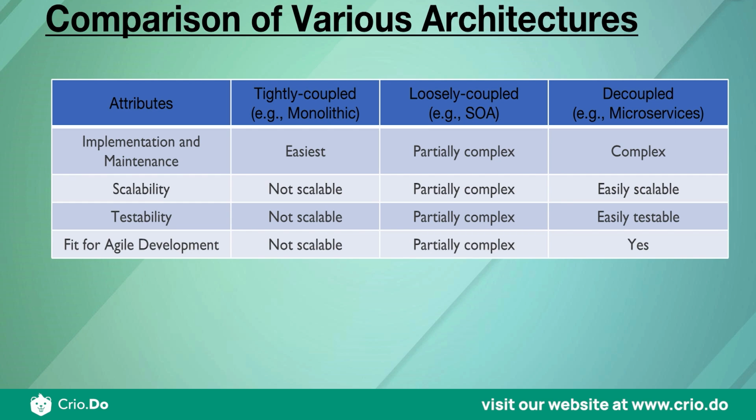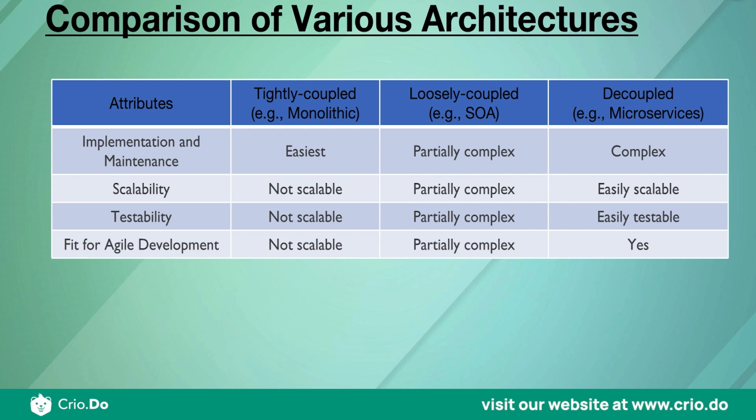And if you take loosely coupled architectures like SOA, they are partially a fit for Agile development. Why do I say partially? Because since they have components which can be independently developed, they can be developed by various teams in parallel. But there are a few bits and pieces which have dependencies with all these components. As I said, you have the service bus and other infrastructure-related setup. So that's why it's not a full fit for Agile development.